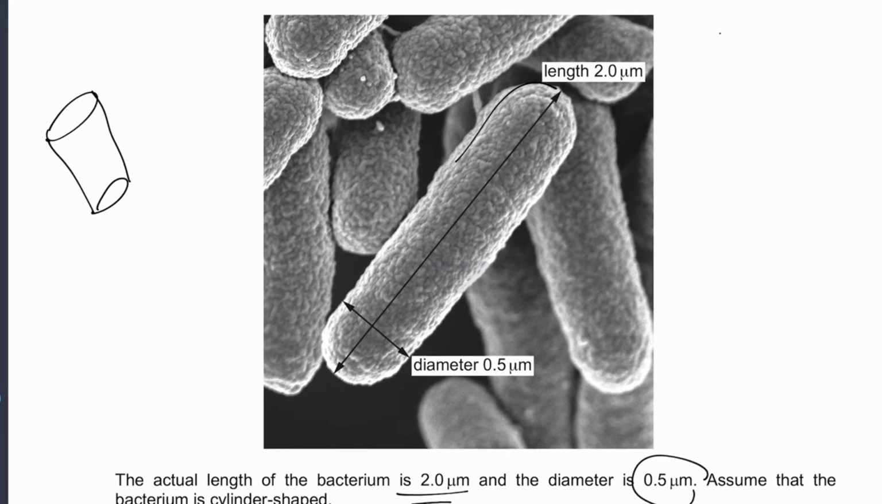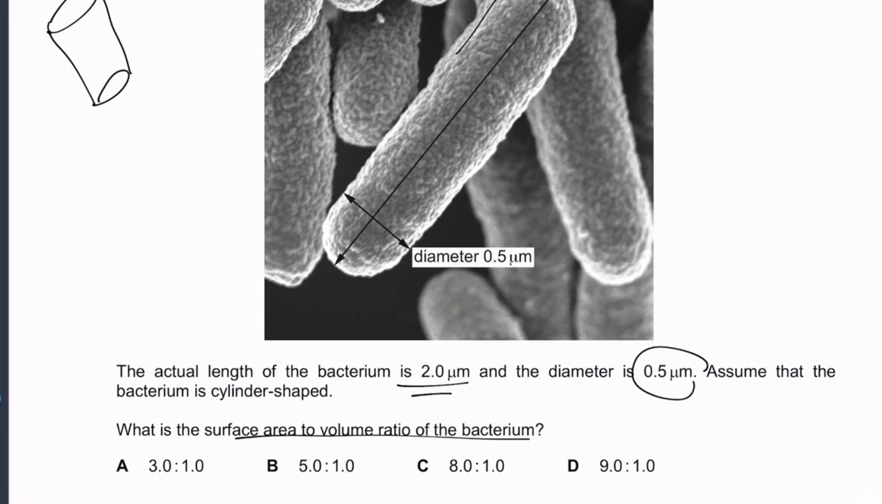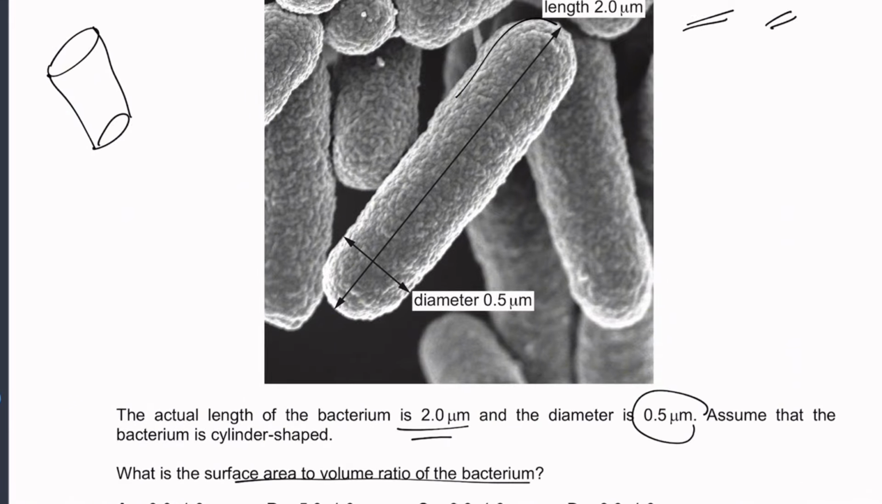Surface area to volume ratio can be calculated by first getting the surface area, second getting the volume, third dividing them by each other. So first we need to calculate the surface area. Surface area can be calculated by getting the areas of the circles here and adding them to the area of the curved region of the cylinder. The area of one circle is pi r squared.